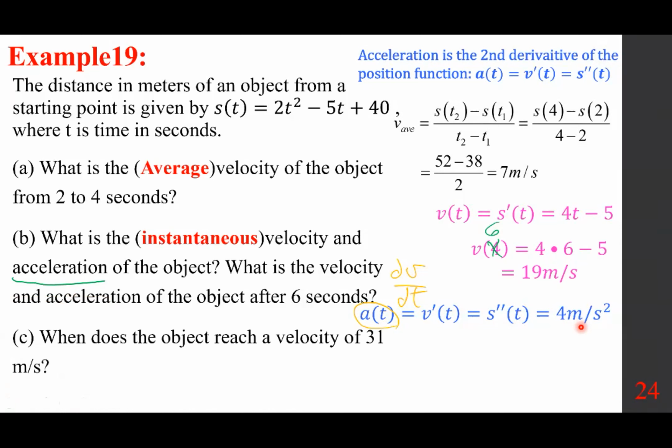When does the object reach a velocity of 31? So look at the velocity. Simply put, set it equal to 31 and solve. You move the −5, and 36 divided by 4 gives 9 seconds.